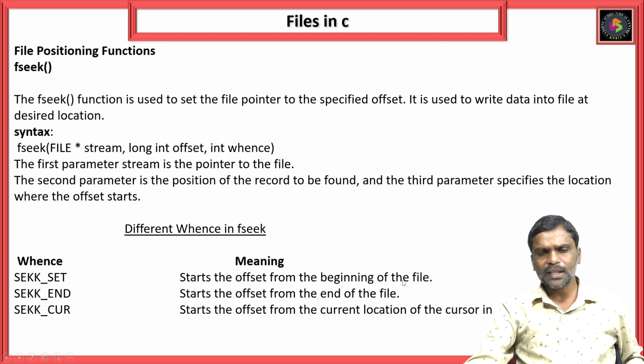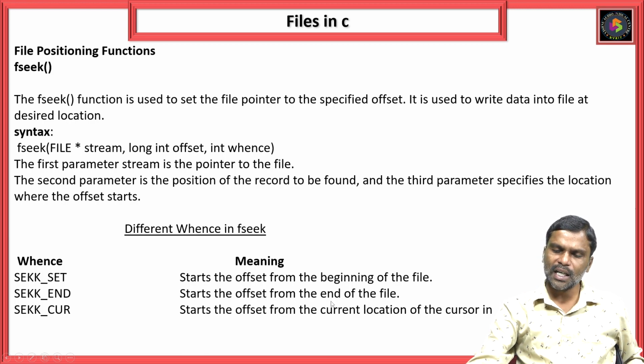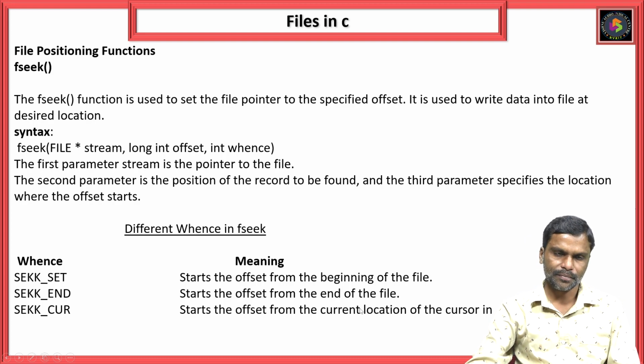If I take SEEK_END, that means the offset from the end of the file, it will be printed from the ending of the file. If I take SEEK_CUR, and BVRIT Narsapur is my file containing the data, and my cursor is at BVRIT, at the current location, then only BVRIT will be printed here.